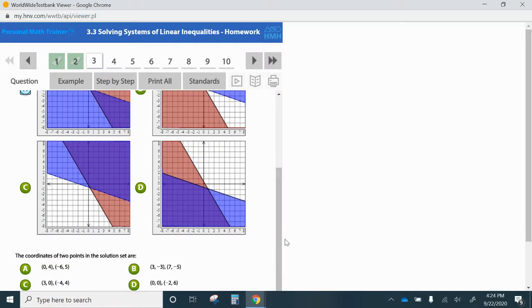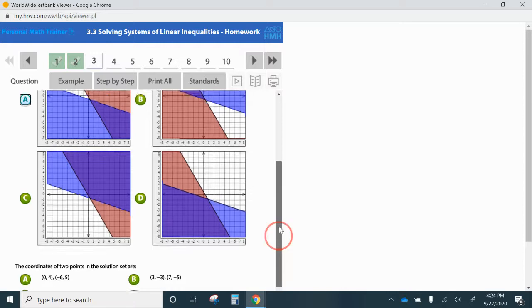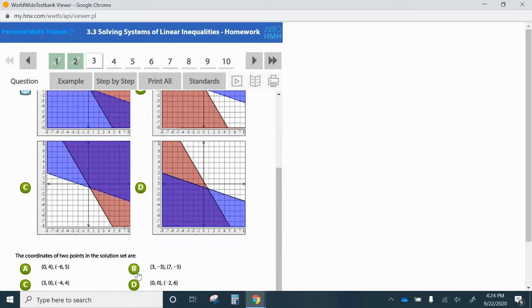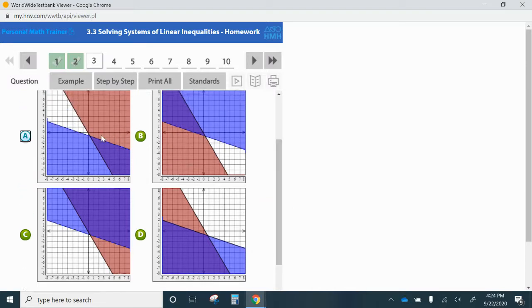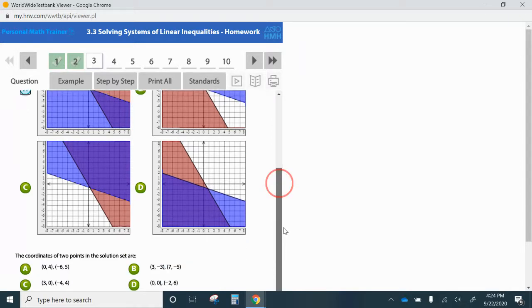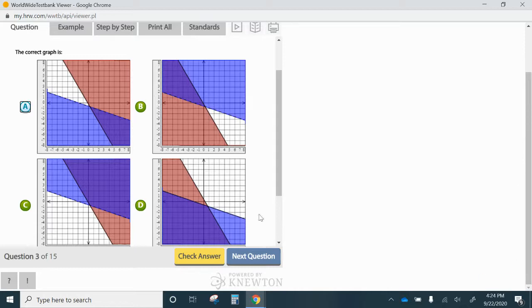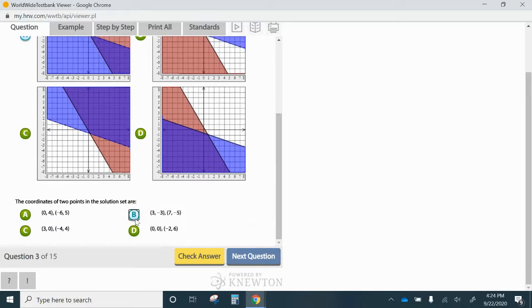It wants the coordinates of two points in the solution, so let's look at (0, 4). That's not in the overlapping region, so it's not A. B: (3, -3). So 3, then negative 1, 2, 3, is okay. And (7, -5). So 1, 2, 3, 4, 5, 6, 7. Recount: 1, 2, 3, 4, 5, 6, 7, negative 1, 2, 3. Yep, so the answer is B.